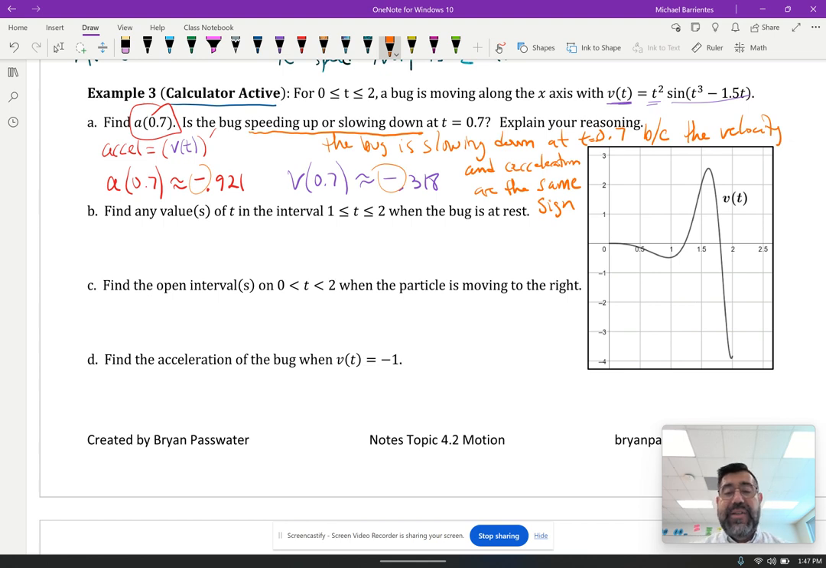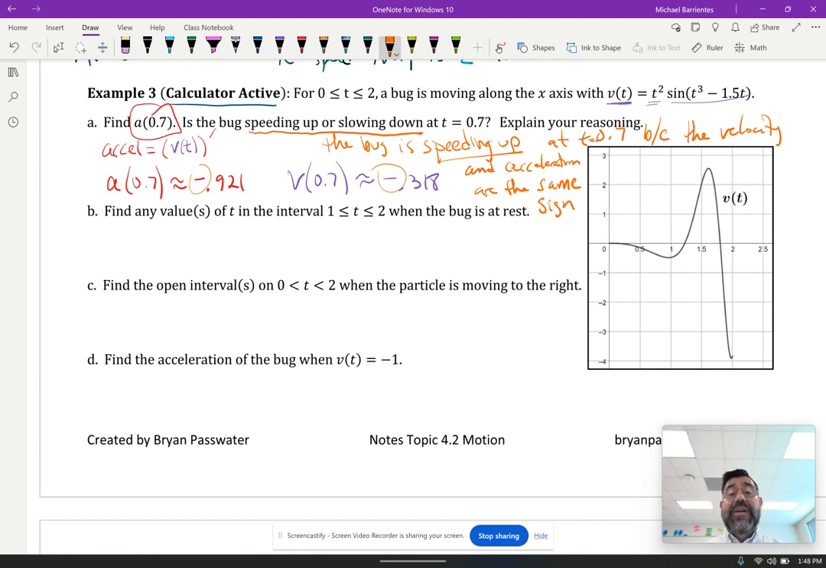I'm sorry, not slowing down. They're speeding up. They're speeding up my object. I'm being a silly person here. They're speeding up the object because they're working in conjunction. Negative acceleration, negative velocity, it's going to speed it up in that direction.